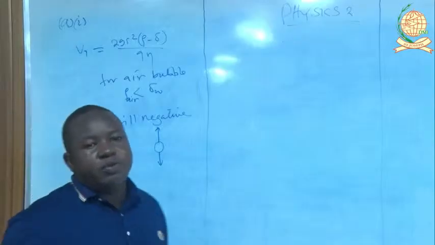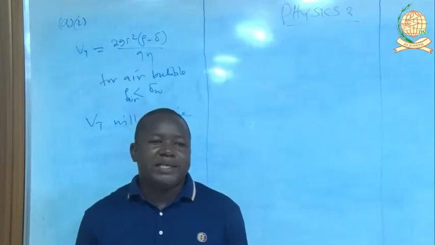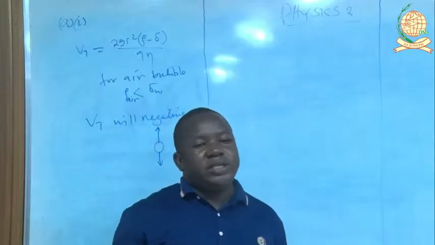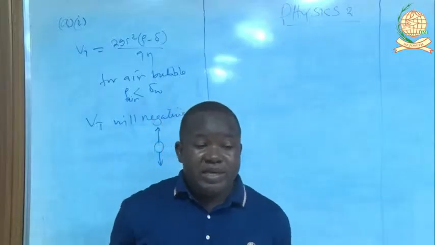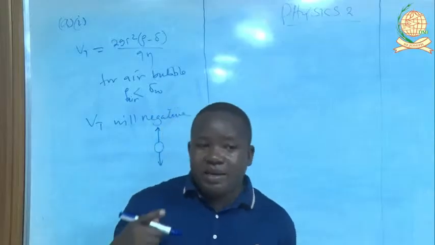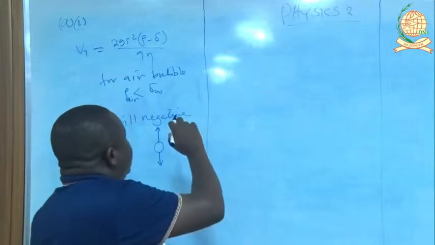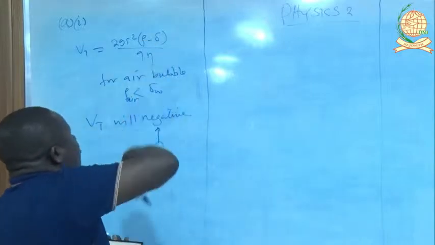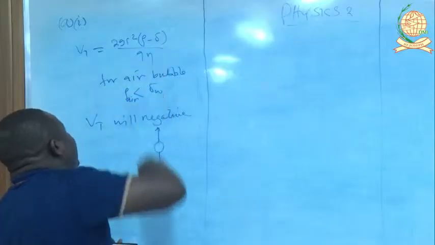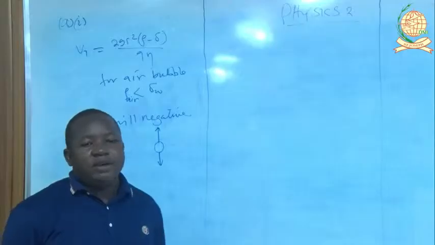So the reason why an air bubble rises in water is because it has a negative terminal velocity. And this negative terminal velocity is due to the density of the air bubble, as a spherical body, being less than the density of the fluid in which the bubble is flowing.